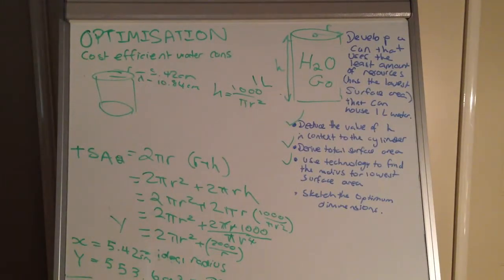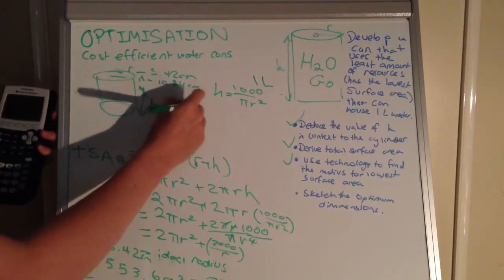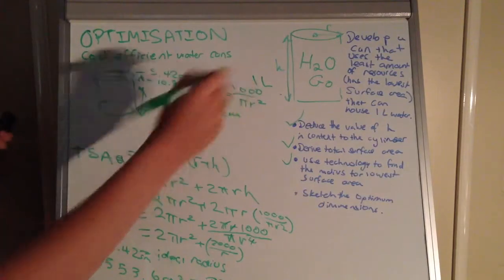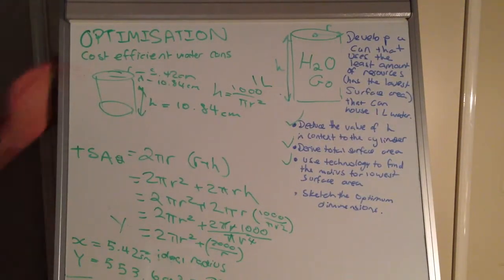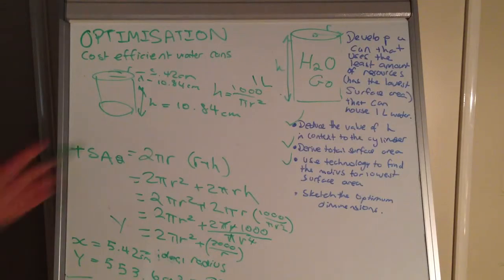And now what we do is we calculate the height. And in order to calculate the height, we go onto our TI-84 calculators, and we go 1000 divide by, then we do a bracket, pi, and then we do another bracket, 5.42 squared, bracket, bracket. And we get a height equal to 10.84 centimeters. Remember units. And you can actually see that the diameter is the same as the actual height when it comes to these H2O Go cans. And that is what actually allows us to have the lowest amount of resources with the lowest surface area, those dimensions there.